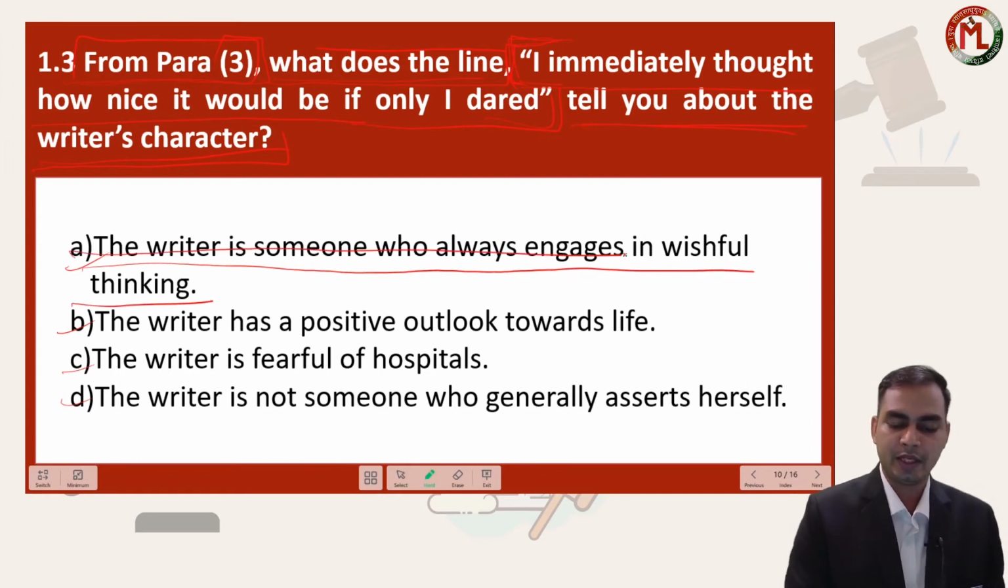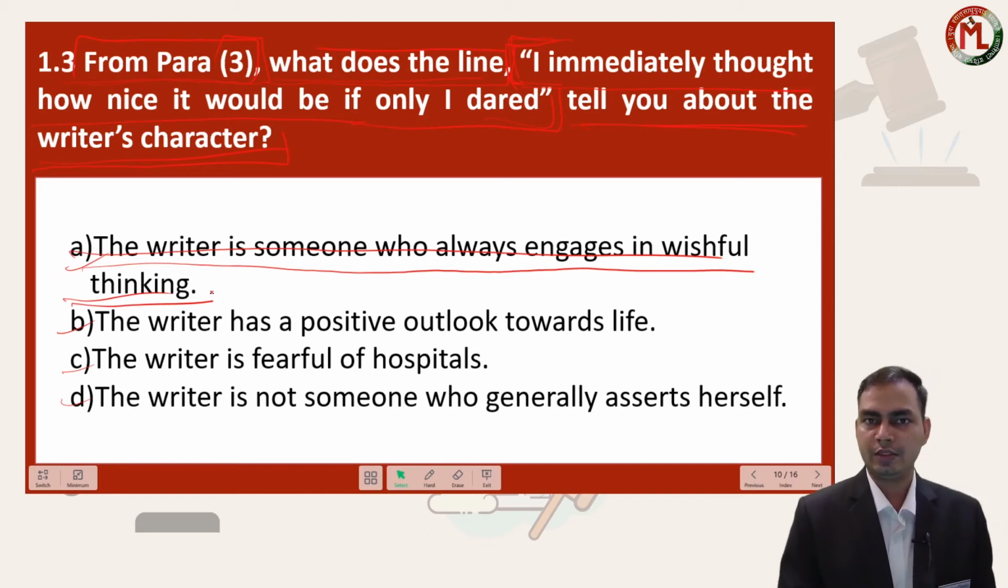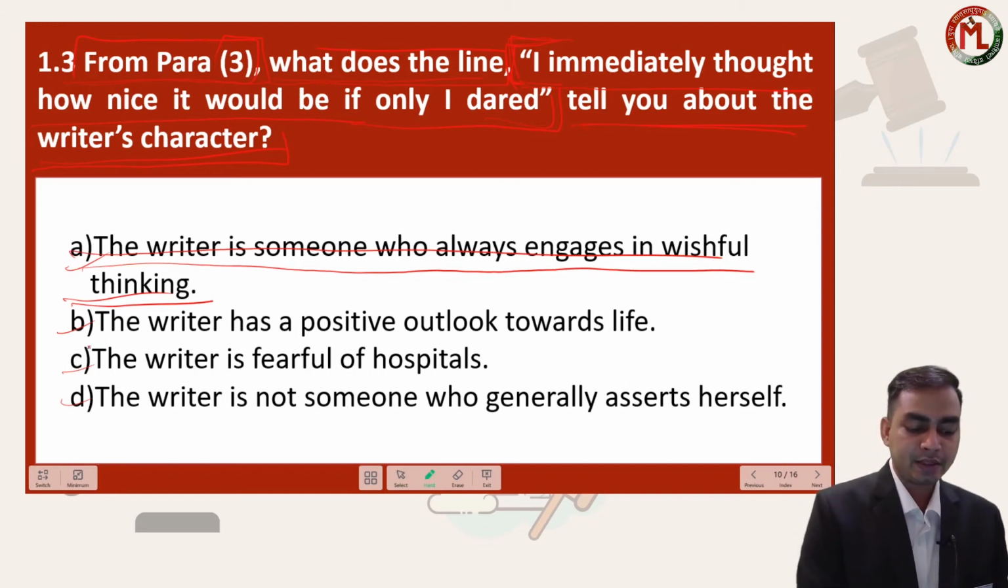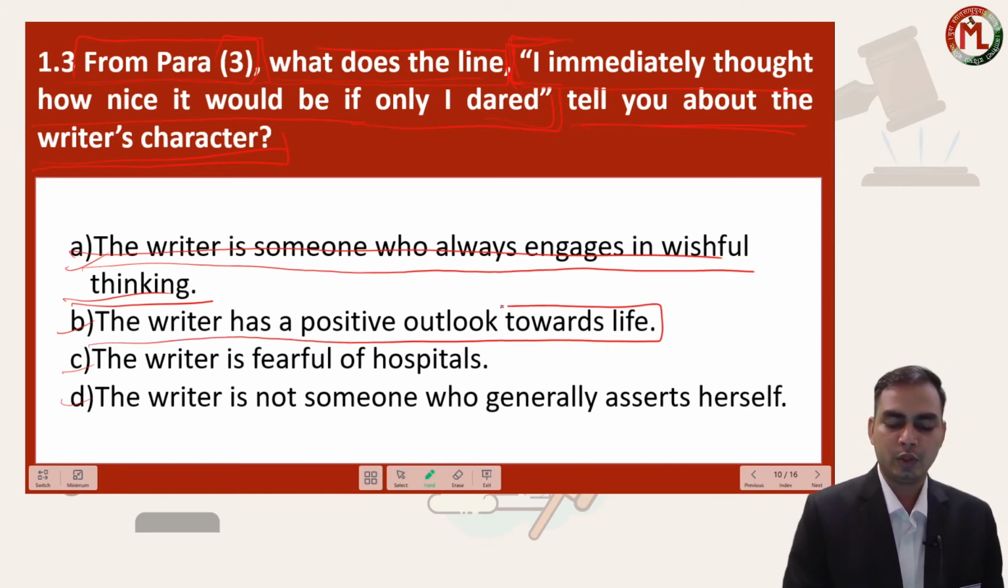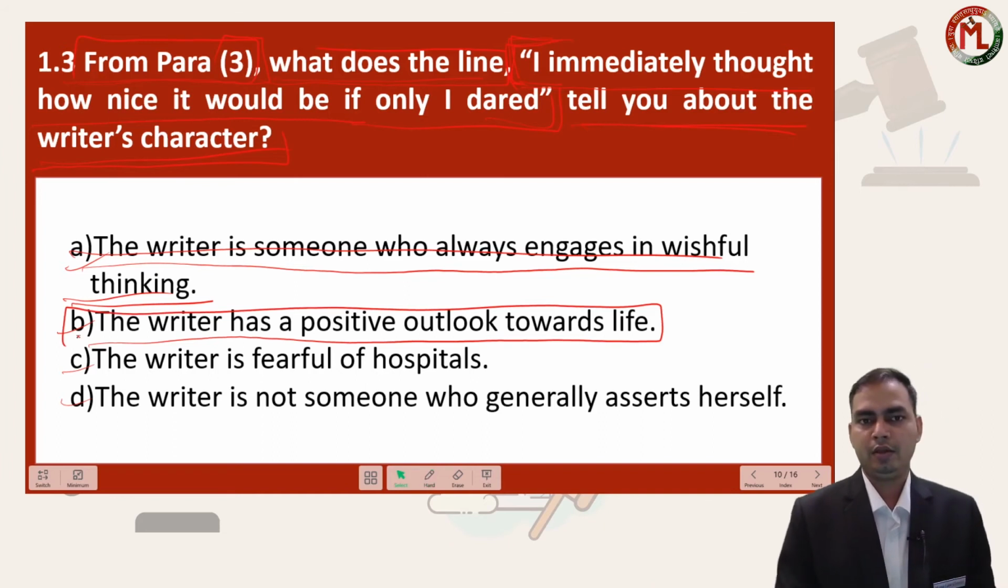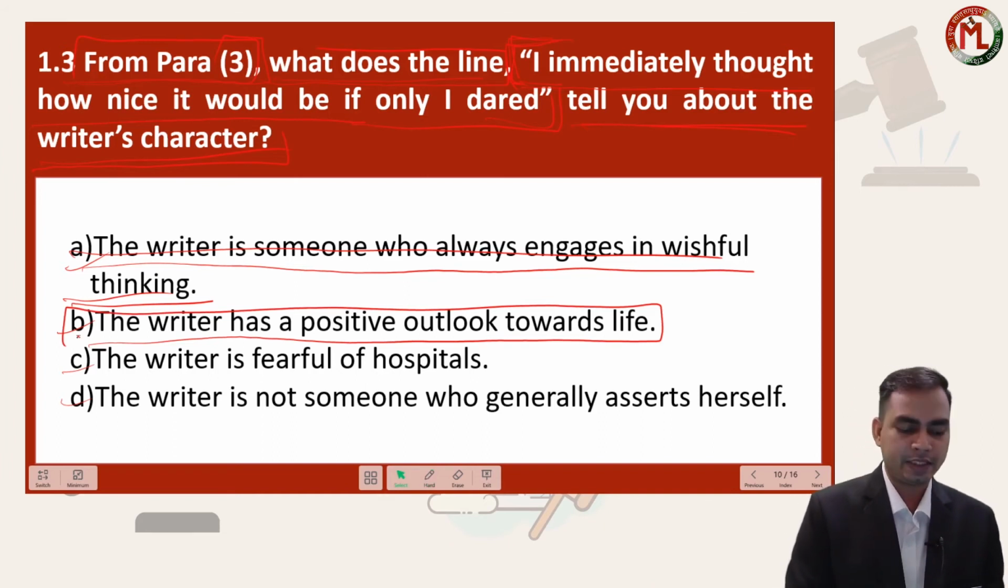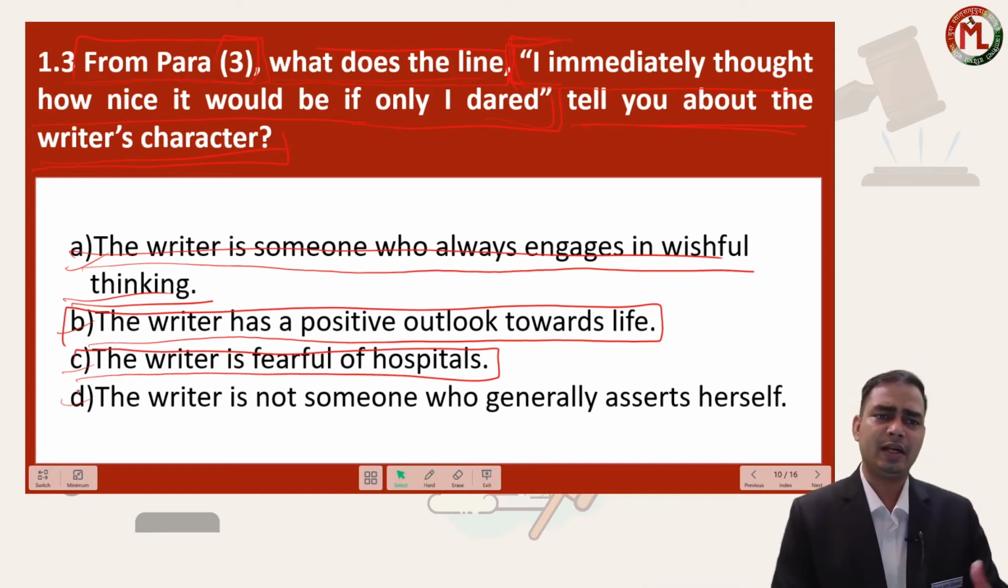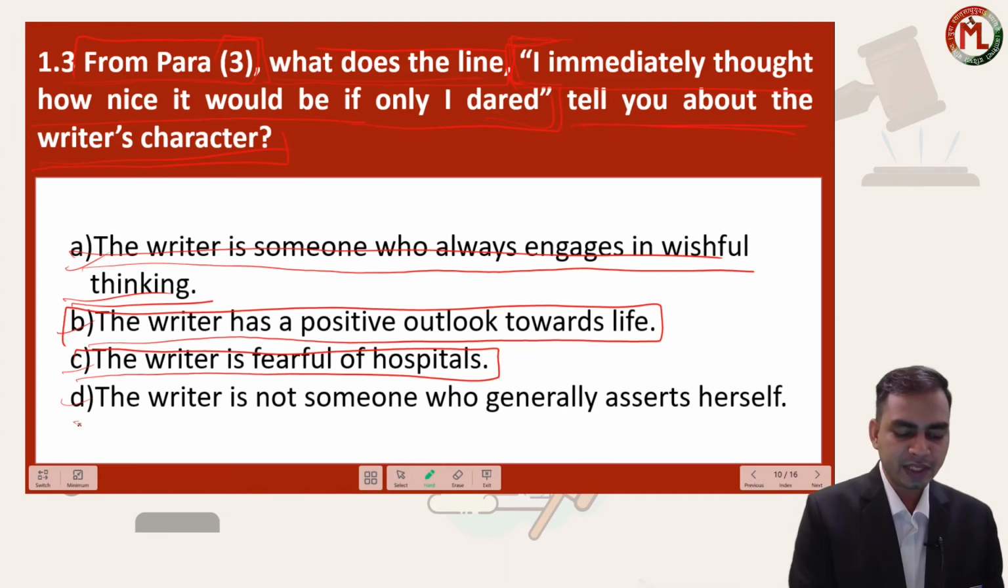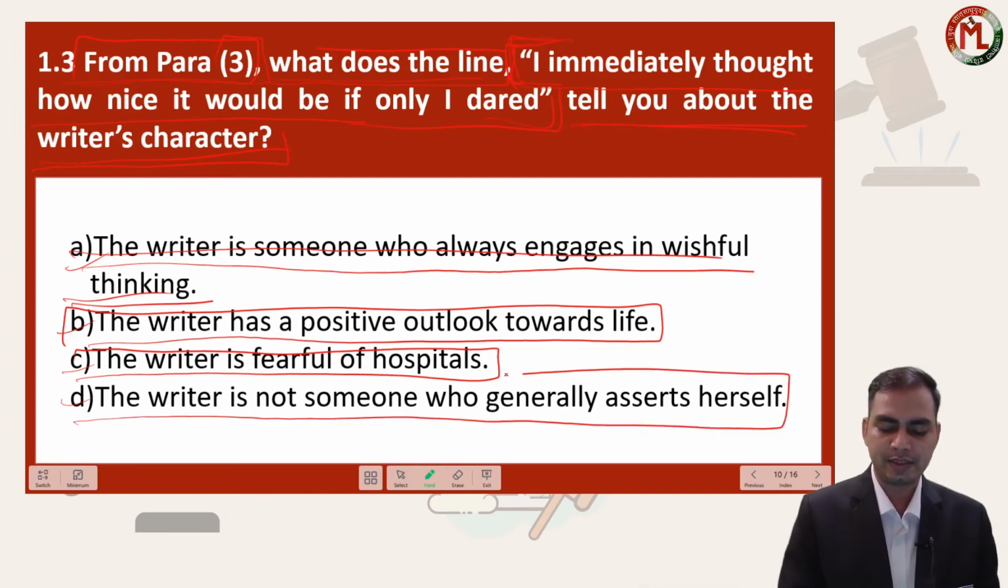No, we can eliminate this option because we cannot assume this thing in the passage. Next, the writer has a positive outlook towards life. Okay, we need to put it for consideration. The writer is fearful of hospital. Okay, this can also be assumed. The writer is not someone who generally asserts herself.